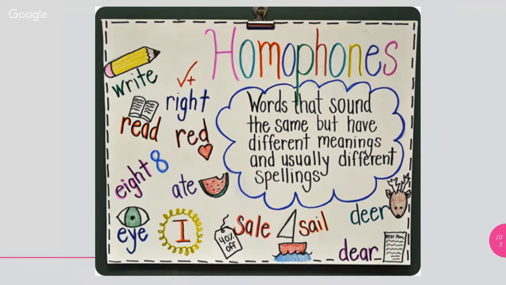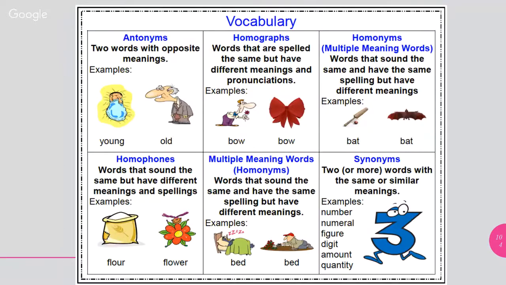Read: the past tense of read is read. RED, read, is also read. Ate, eight. I, eye. Sail, sale. Dear, deer. Now, in vocabulary we have antonyms, homographs, homophones, homonyms, synonyms. So these are of different kinds.